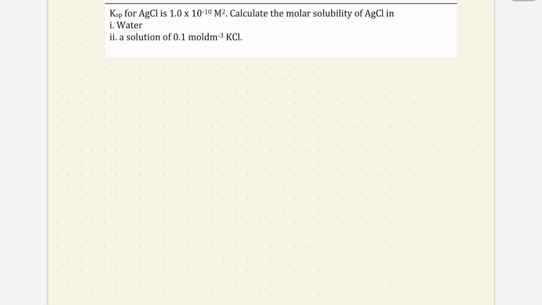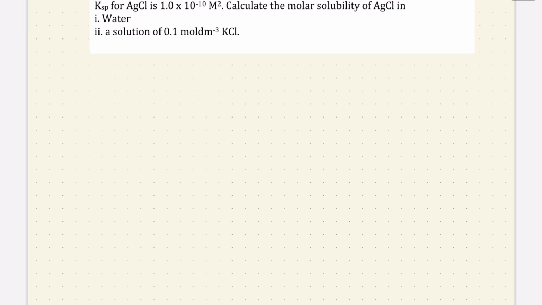Okay, let's take a look at this question. Now you are given the Ksp for argentum chloride is 1 exponent negative 10. Calculate the molar solubility of argentum chloride in water and in a solution of 0.1 molar potassium chloride. Okay, so let's do one by one first.